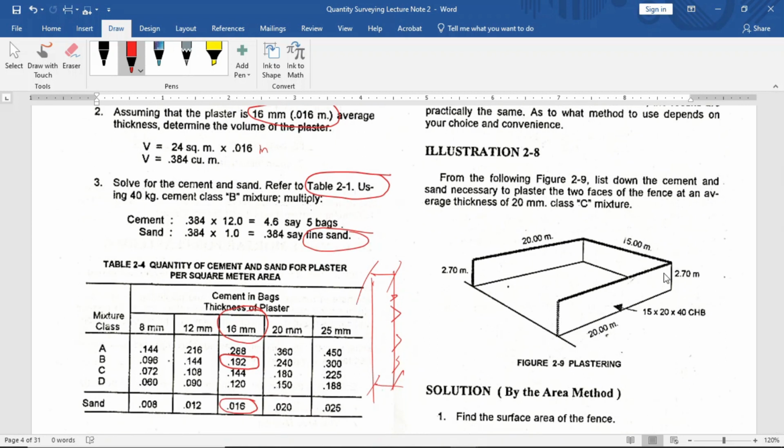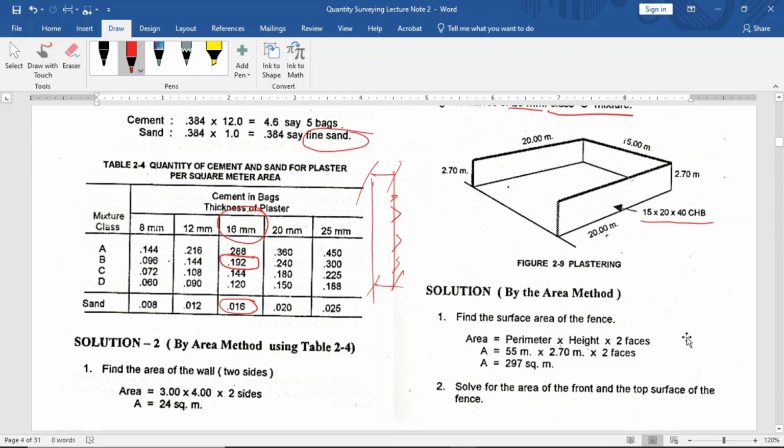So, next problem tayo. The following figure 2-9, list down the cement and sand necessary to plaster two faces of the fence at an average thickness. So, given na yung thickness ng plaster natin na 20 mm, class C mixture. So, ito yung figure natin. 20 meters, 15, tapos 20 meters. So, ang height is 2.7. So, thickness, CHB natin na gagamitin is 15 by 20 by 40 CHB.